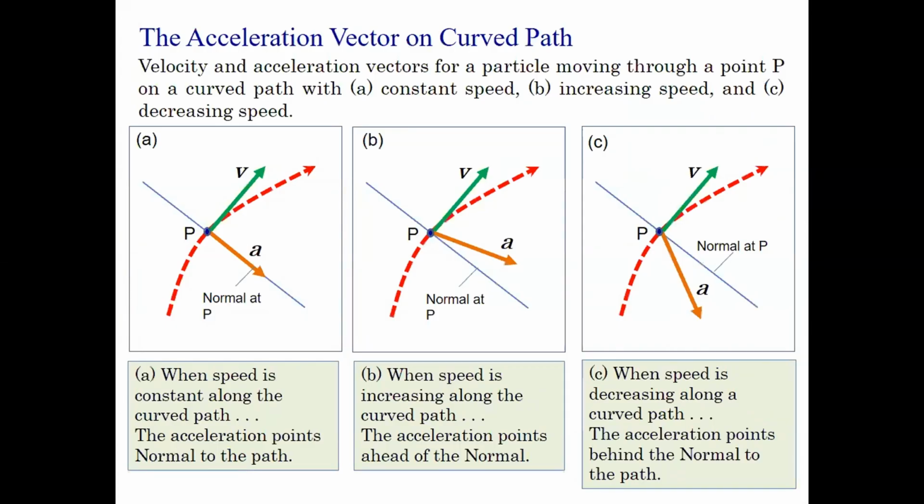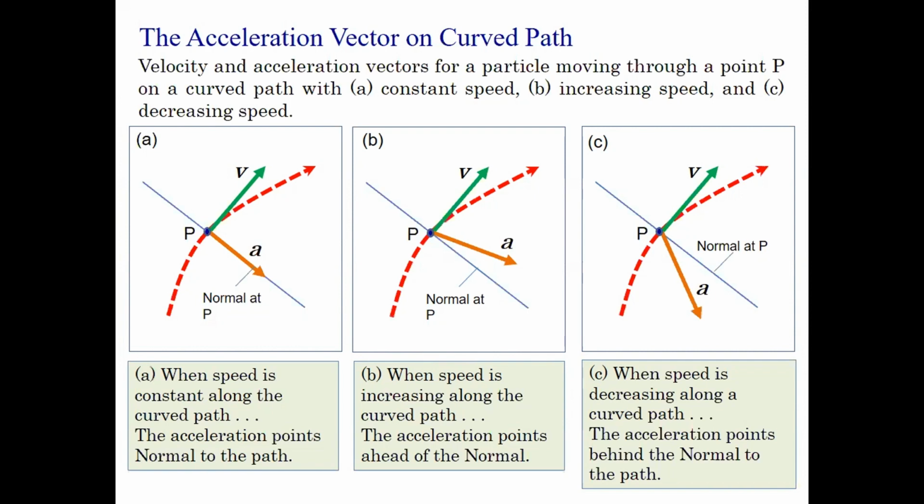The acceleration on a curved path needs to be studied further. The velocity and acceleration vectors for a particle moving through a point on a curved path with a constant speed, an increasing speed, and a decreasing speed have three peculiar features. We need to study these features. Let us go through them one by one.